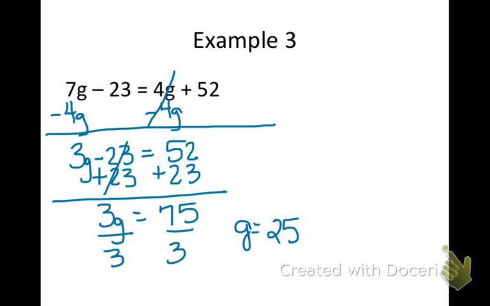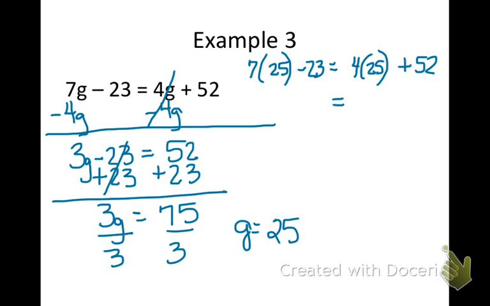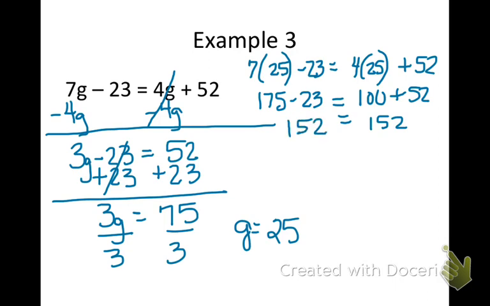And again, I have to go back to the very beginning. So I'll take 25 times 7 minus 23, and that would be equal to 4 times 25 plus 52. So 7 times 25 is going to be 175 minus 23, 100 plus 52. And if I take 175 minus 23, I get 152, and it checks out.